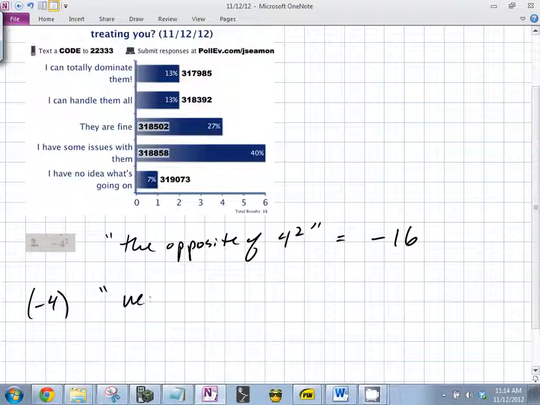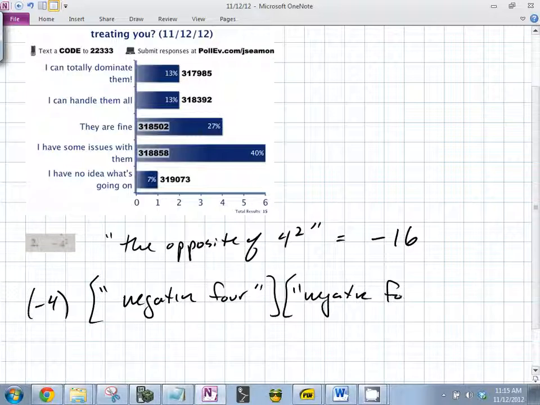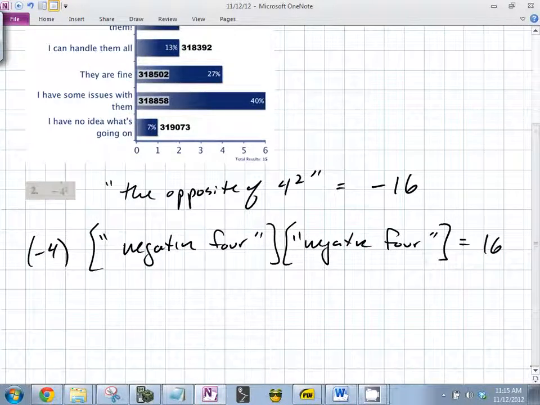Negative 4, and you can think of it as parentheses like this, times negative 4. That's how it's different if there's parentheses, which would equal 16. This. Oh, the 2, yes.